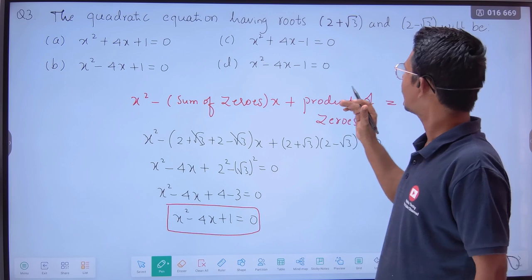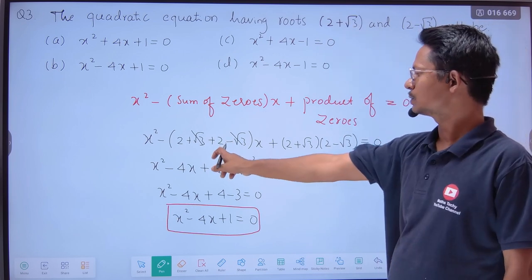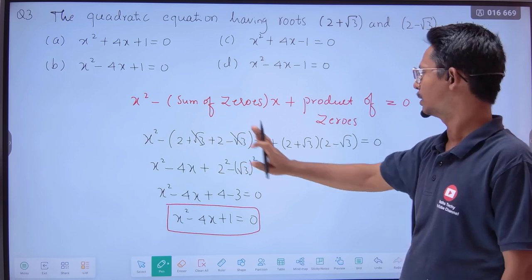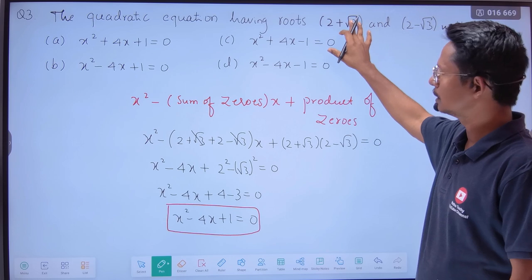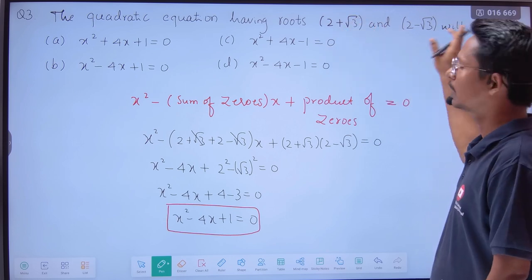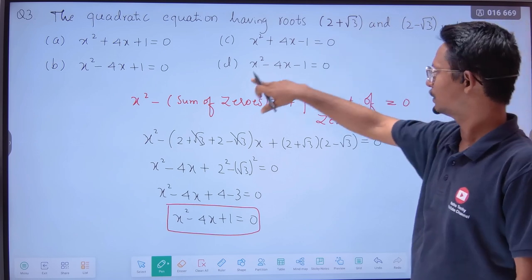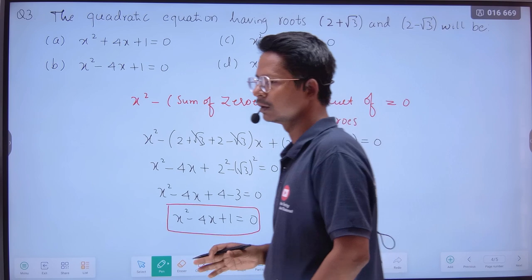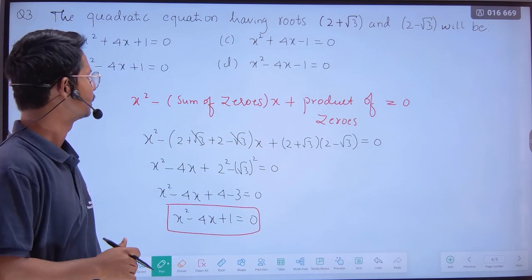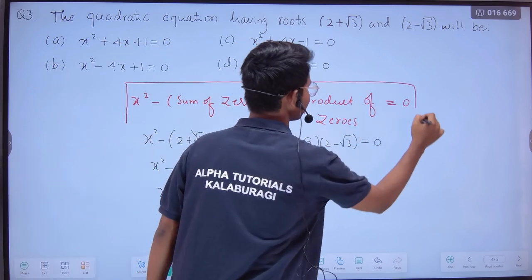Sometimes they will give the sum of zeros and product of zeros. In that case you can use them directly in the formula, no need to add, no need to multiply. Sometimes they will give zeros to be added and multiplied. But here they gave zeros only, so we have to add and we have to multiply. By that we will get the quadratic equation. So you need to remember this one, important. This general form you need to remember.